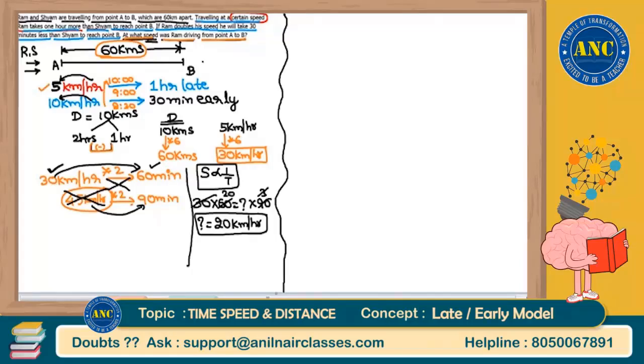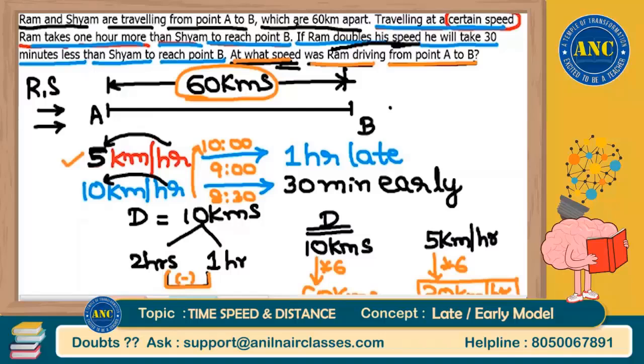Prasad, Ram and Sham actually are traveling at the same speed only, sir. They are traveling at the same speed initially. If Ram doubles his speed, that is a condition. It's an if condition. So initially they are at the same speed. Then it's an if condition which is coming, if at all that happens.